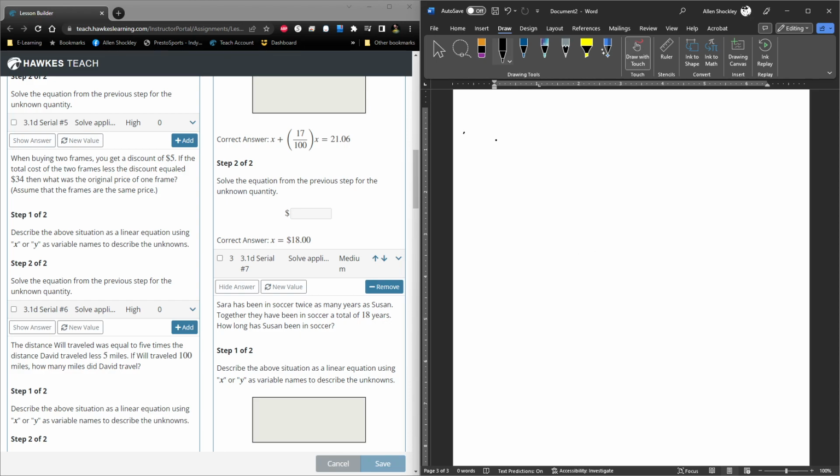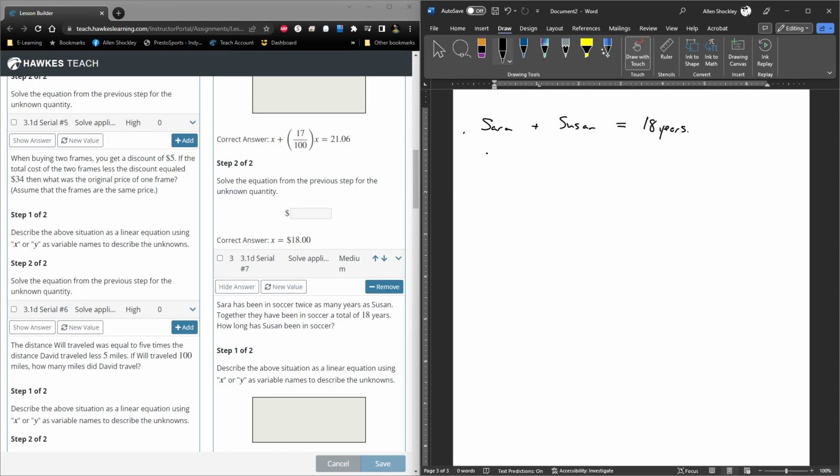So, again, we are looking at Sarah, who has been in soccer twice as many years as Susan. I dislike that they use the same first letters. Here we are. Together, they've been in soccer for a total of 18 years. How long has Susan been in soccer? So we have Sarah, and we have Susan. And together, they make 18 years. We do know that Sarah has an interesting relation with Susan. She has been in soccer twice as long as Susan.